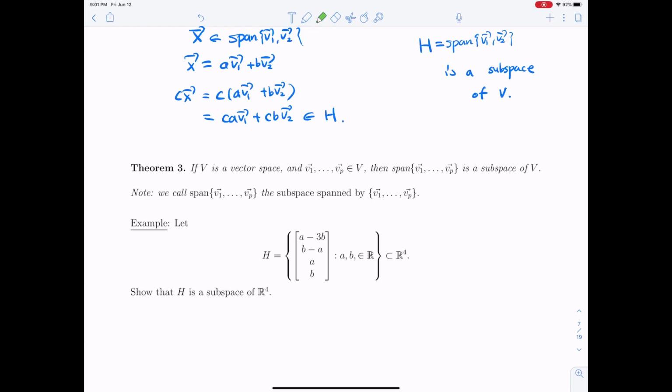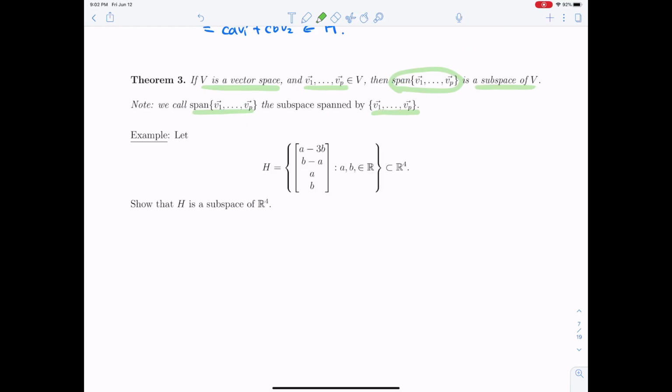So suppose that V is a vector space and v1 through vp are elements of V, then the span of these elements is always a subspace of V. So in this case, we call the span of this set the subspace spanned by the set of elements v1 through vp. Okay, so using Theorem 3 above, let's prove that H is a subspace of R4.